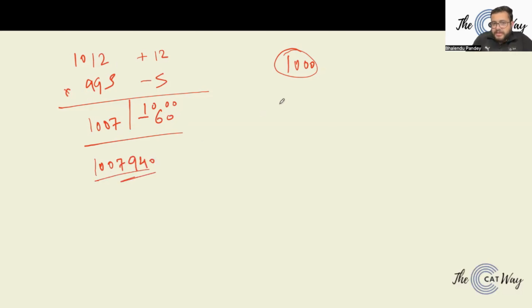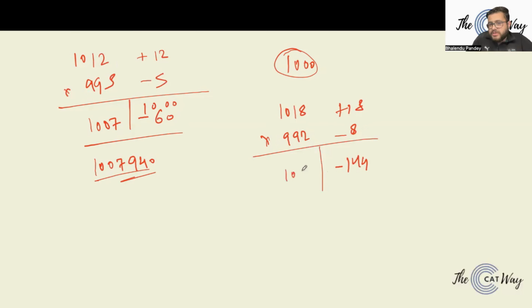Right? Similarly, let's say you have to do 1018 multiplied by 992. Correct? So this is equal to plus 18 and this is equal to minus 8. Right? So 18 into 8 gives you a minus 144 because there's a minus sign. And this becomes 1010. Correct? Now when you take a carry forward of 1 over here, this goes to be equal to 1000.